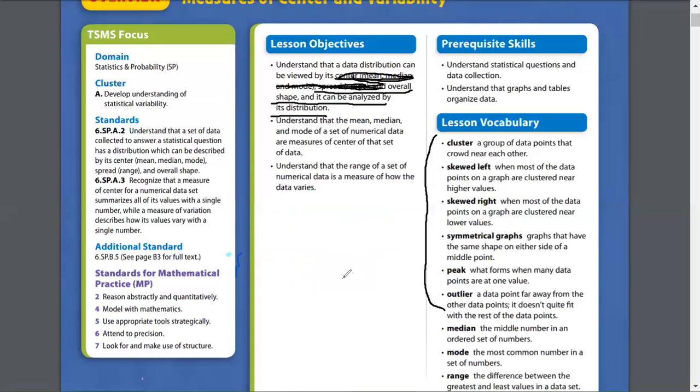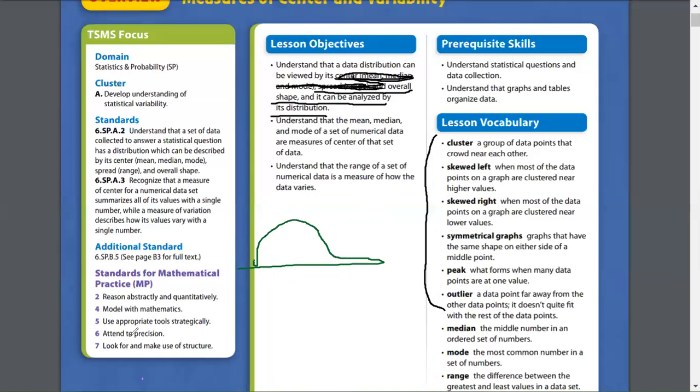Now, skewed right is just the opposite of skewed left. We'll have some data points, and they're going to be clustered at the low values, and the tail will be over on the right. That's why it's skewed right, because that's where the tail is.